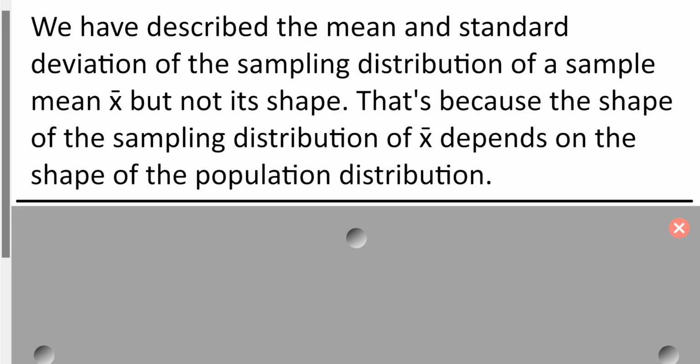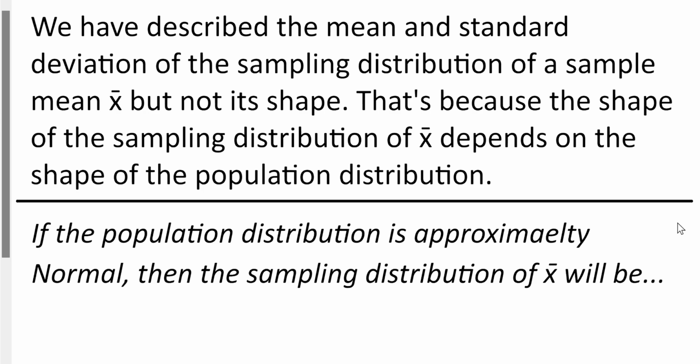So now we have described the mean and standard deviation of the sampling distribution of a sample mean, but not its shape. That's because the shape of a sampling distribution depends on the shape of the population distribution. And this is worth noting. If we know the population distribution is approximately normal, then the sampling distribution of x bar will for sure be normal. Okay?